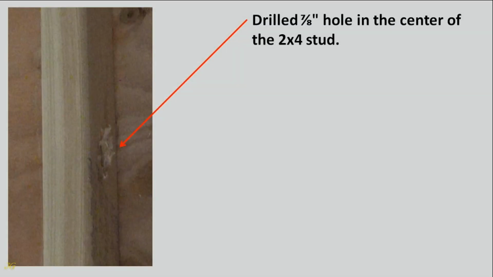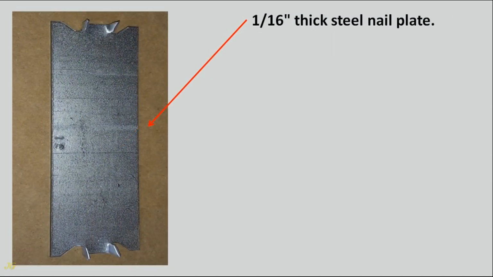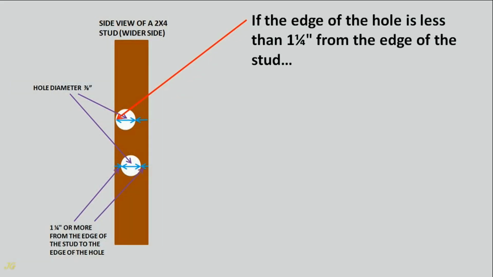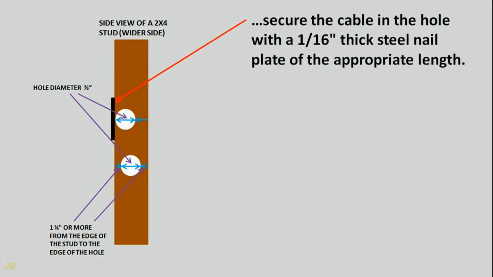Drilled 7/8 inch hole in the center of the 2 by 4 stud. 1/16 inch thick steel nail plate. If the edge of the hole is less than 1 1/4 inch from the edge of the stud, secure the cable in the hole with a 1/16 thick steel nail plate of the appropriate length.